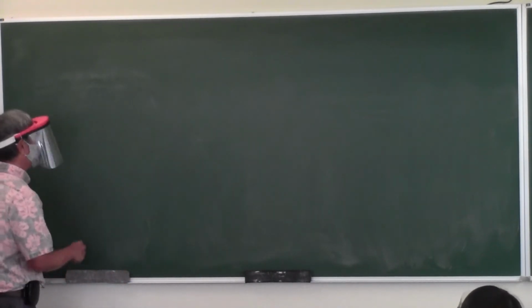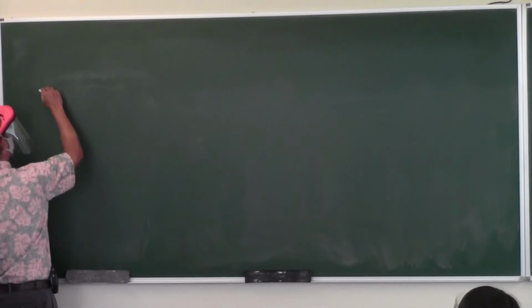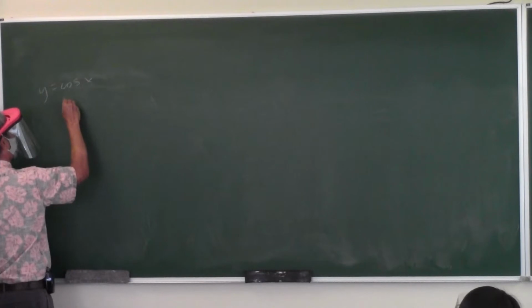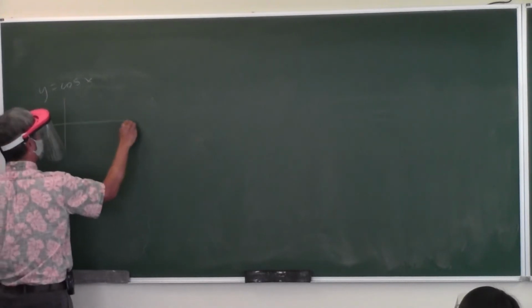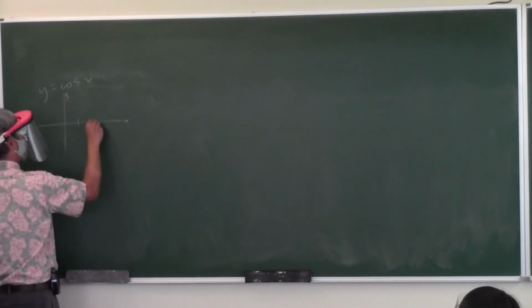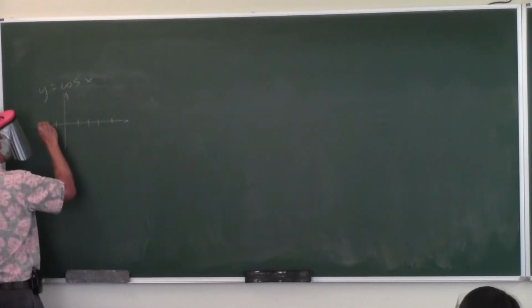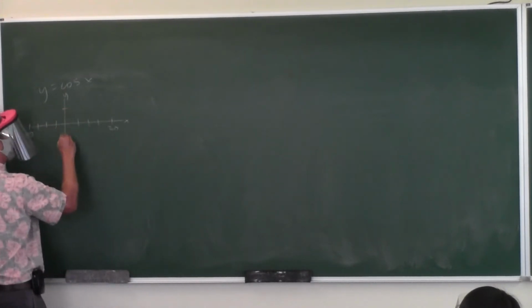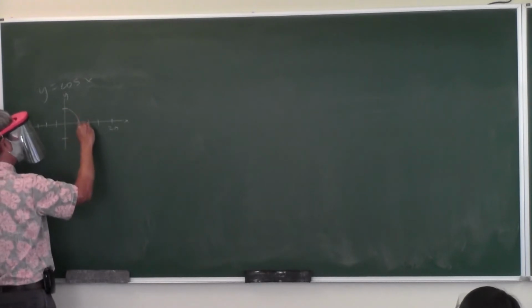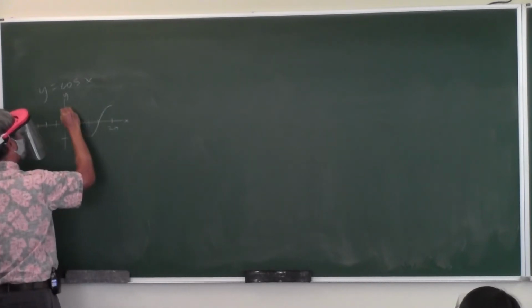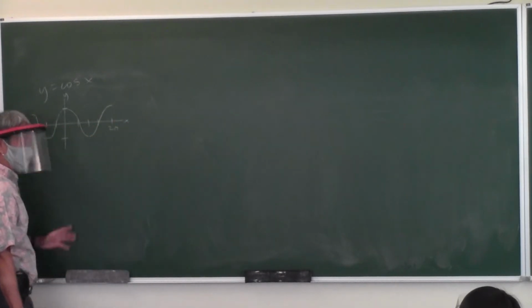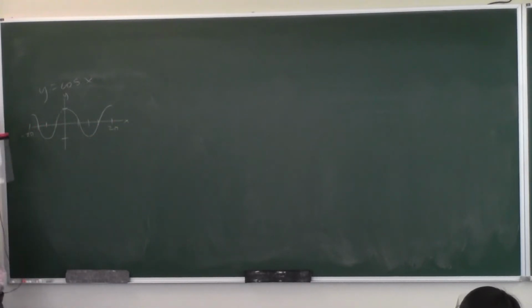Anyway, inverse trig function. So here, let's start with the cosine graph. What does the graph of y equals cosine x look like? 1, 2, 3, 4. So that's negative 2 pi, 2 pi, 1 and negative 1. So doesn't it look like this? And it keeps on going, right? What if I told you to graph the inverse of this?